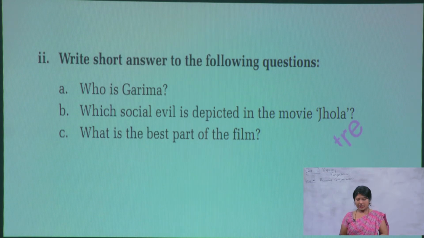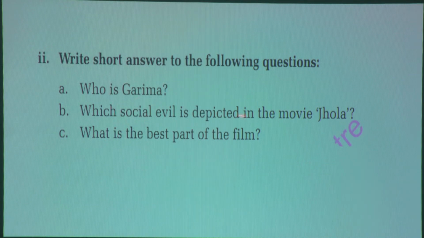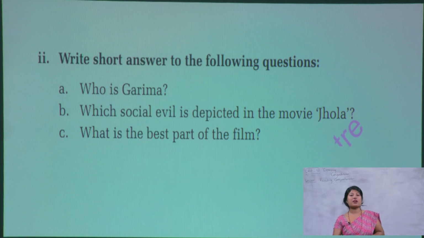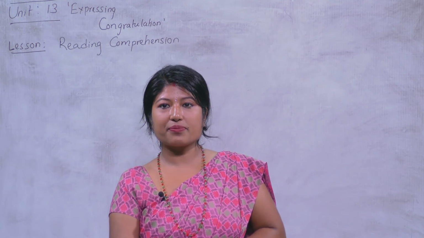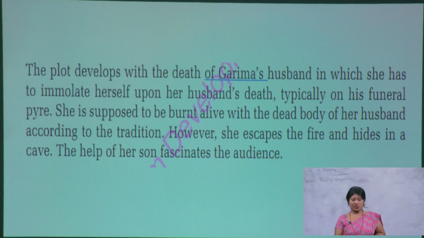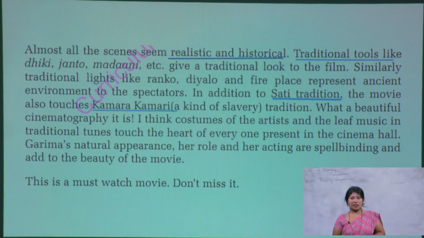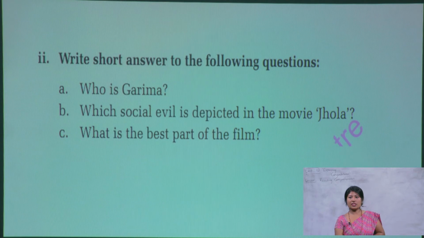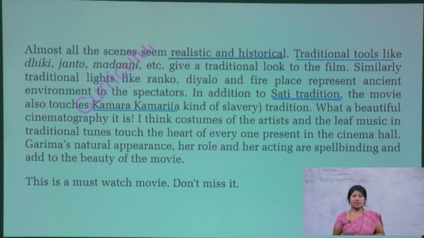Okay, there is another activity. Write short answers to the questions: Who is Garima? Which social evil is depicted in the movie Jhola, and what is the best part of the film? Who is Garima? You can read here, like Garima's husband. The death of Garima's husband is the main event. Garima is a central character because the story moves around her. So you can write, Garima is the central character of the movie. The social evil depicted in the movie is the Sati tradition. And why is the movie liked by many people? Because it is realistic and historical tools were used.